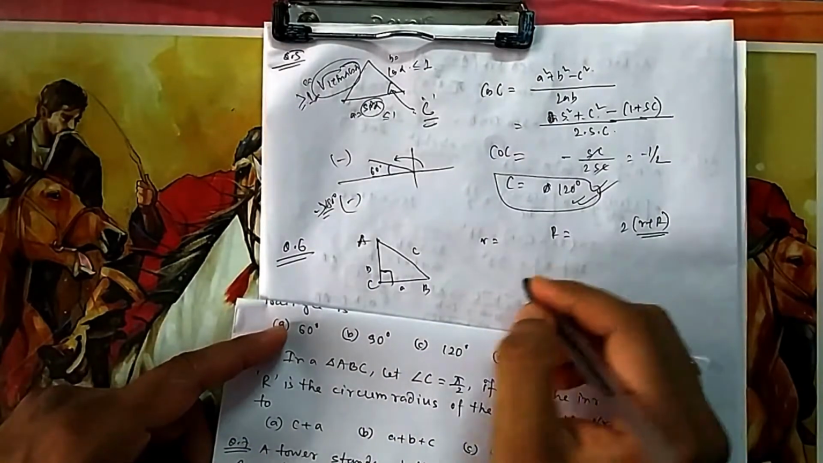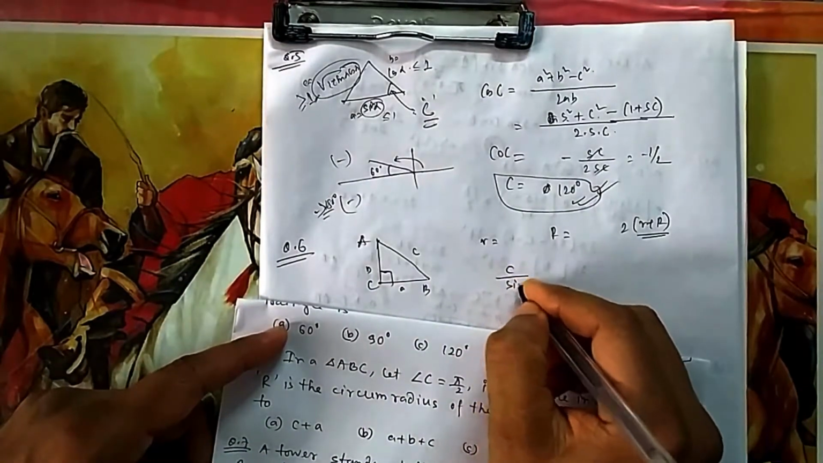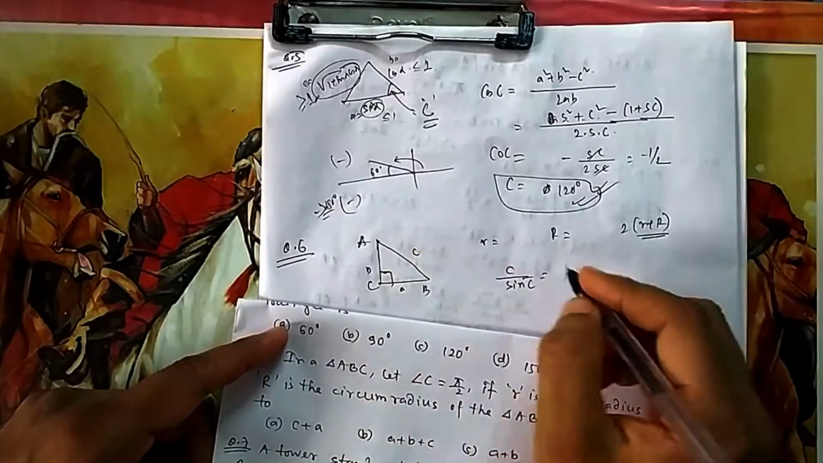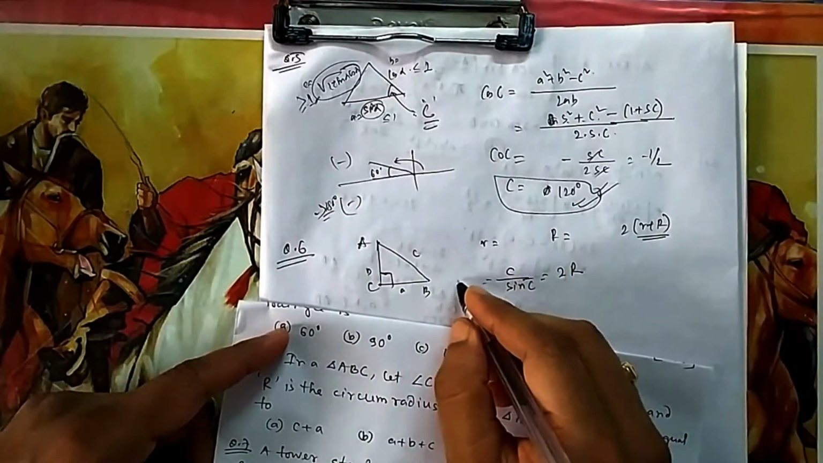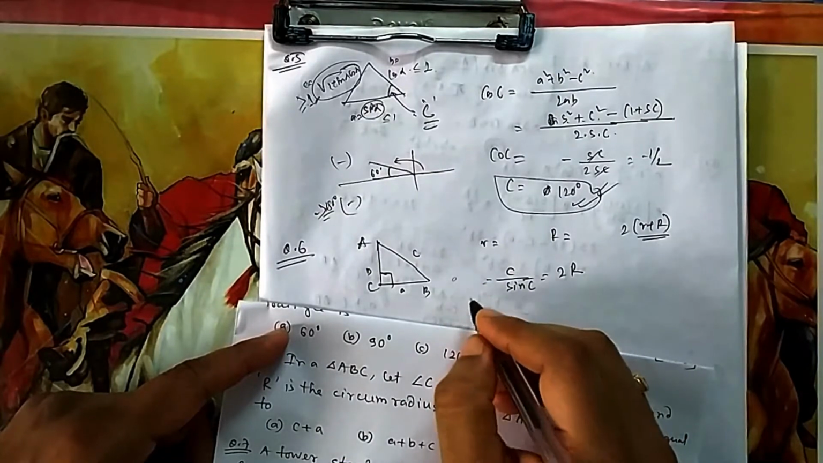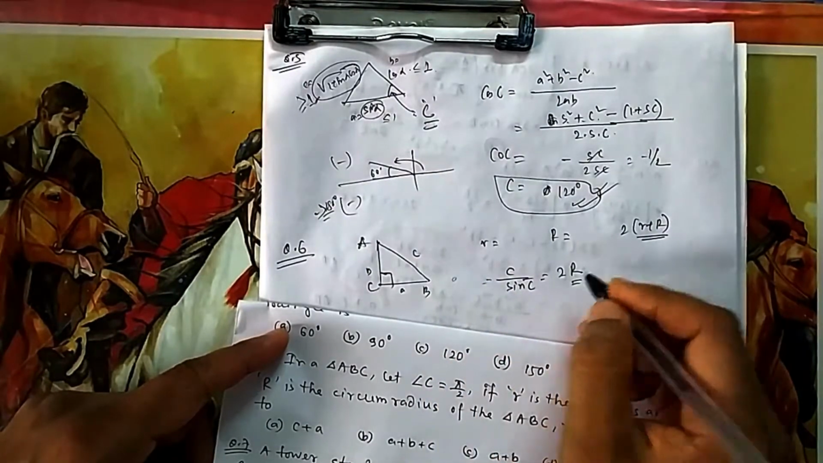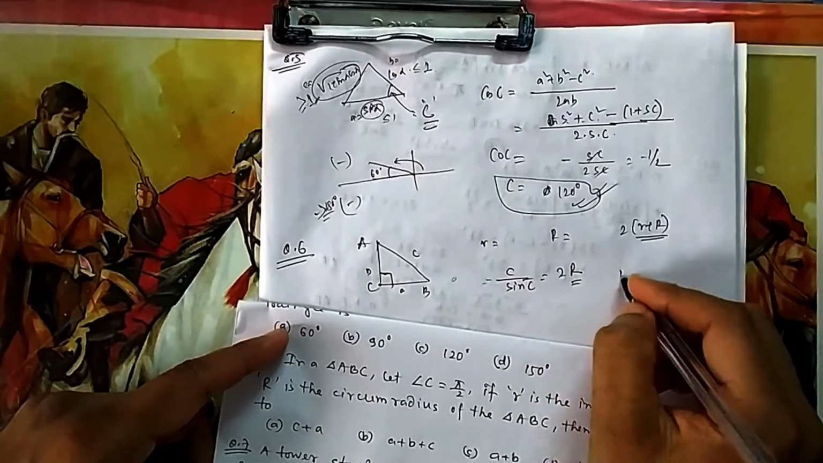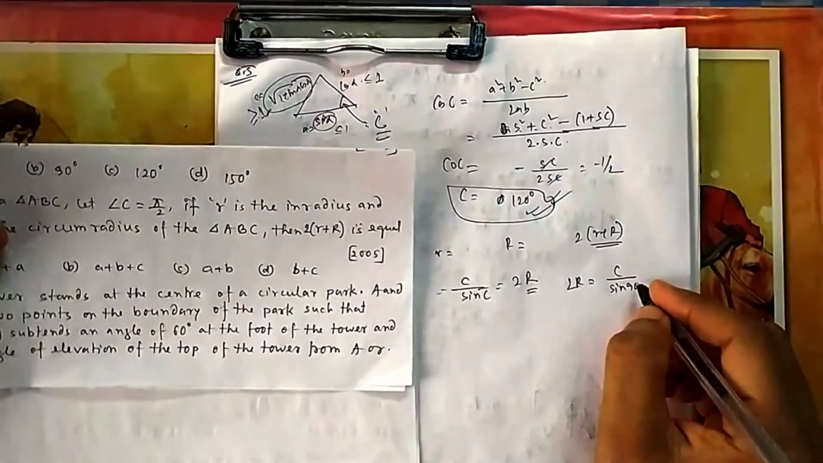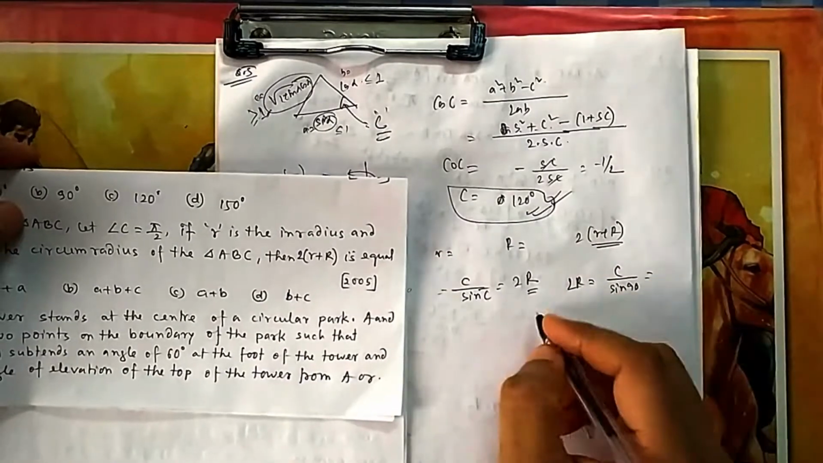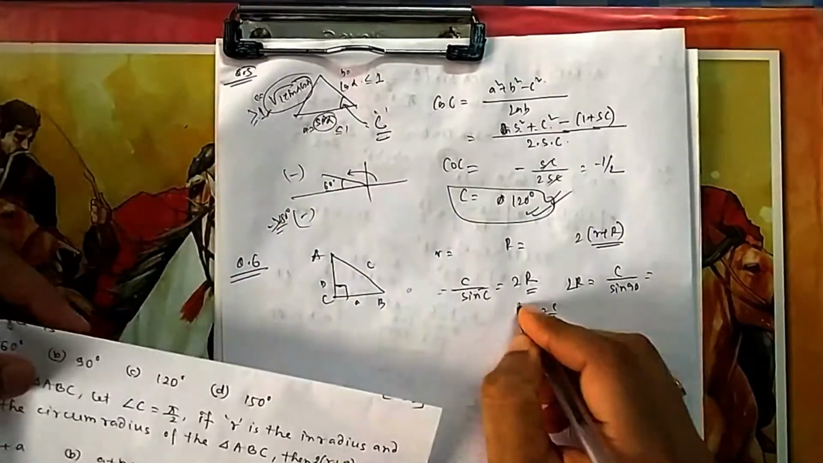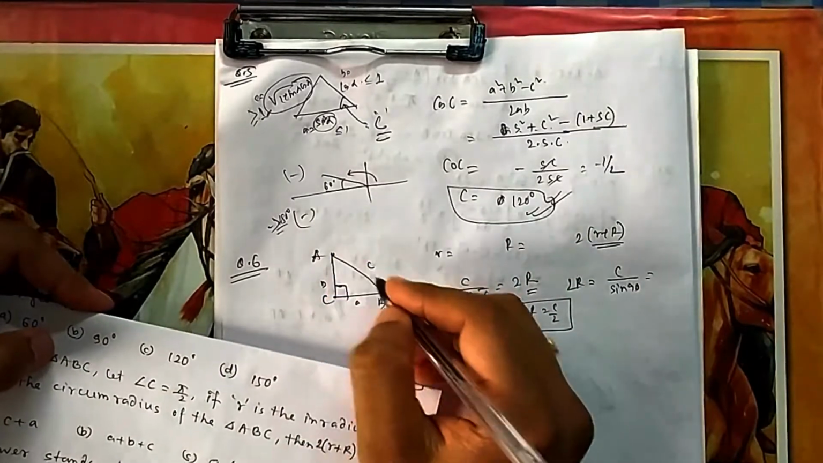For capital R, you can use this formula: c by sin C is equal to 2R, that you have seen. a by sin A, b by sin B, c by sin C equal to 2R. So from here you can easily calculate R, because sin C is sin 90, which is 1, so you will get R equal to c by 2.